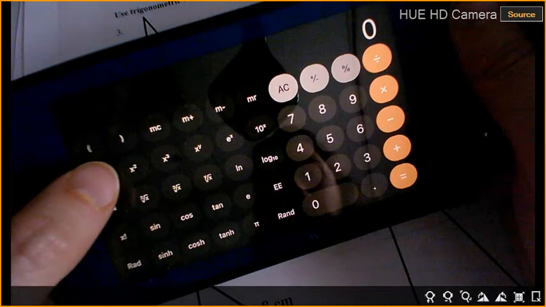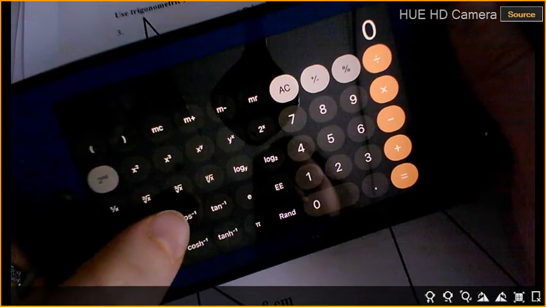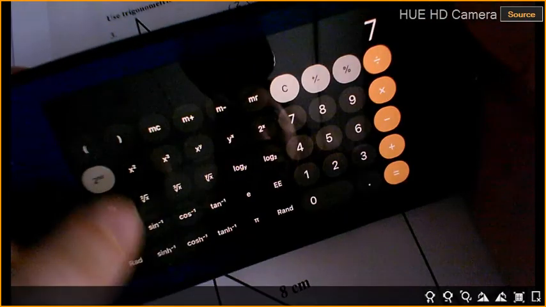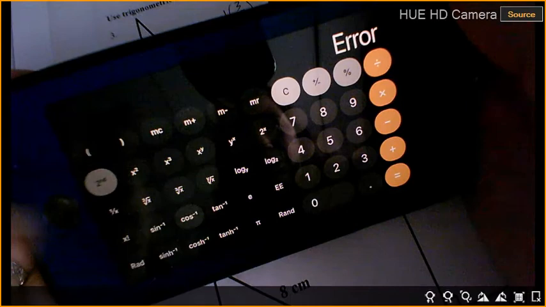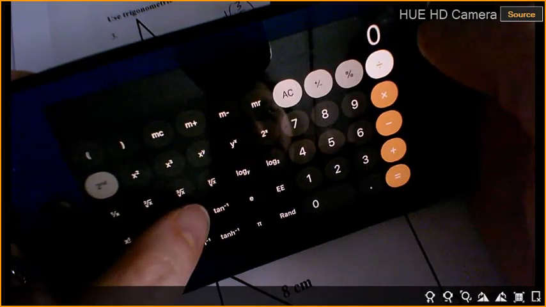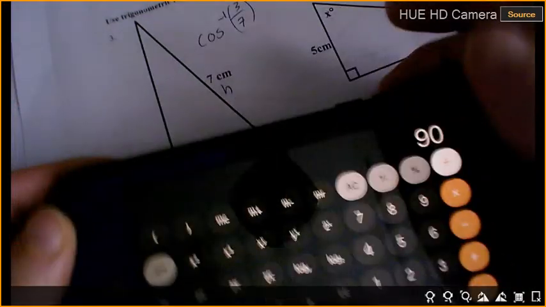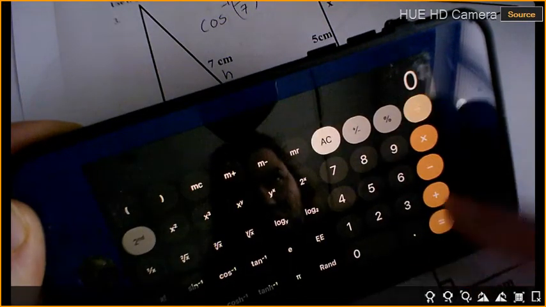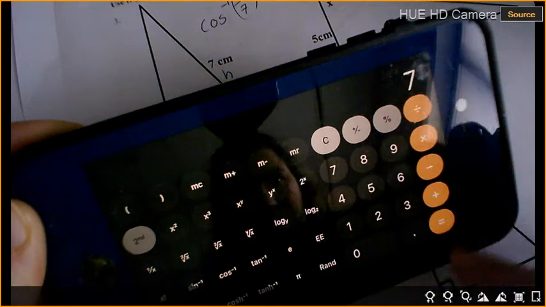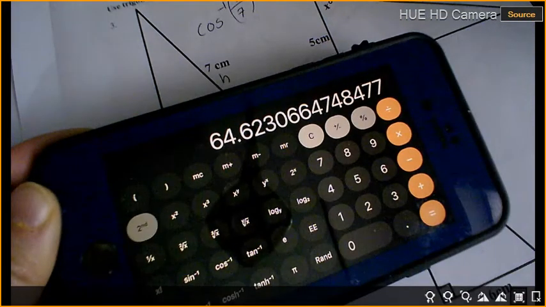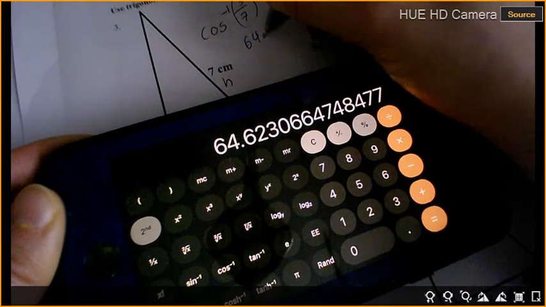So I've tilted my phone sideways. If I push second, it gives me the little inverse, okay? So I'm going to go 3 divided by 7 cosine -1. Oops. I have to make sure it's in the correct mode. And then we do cosine -1. And we get 64.6 degrees.